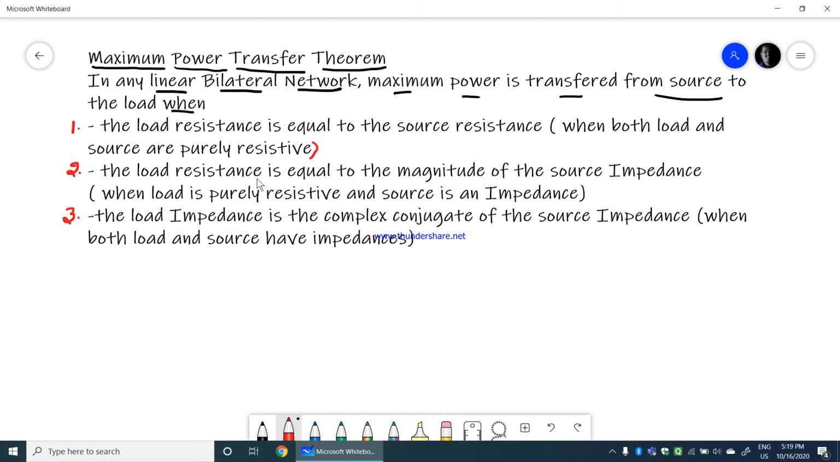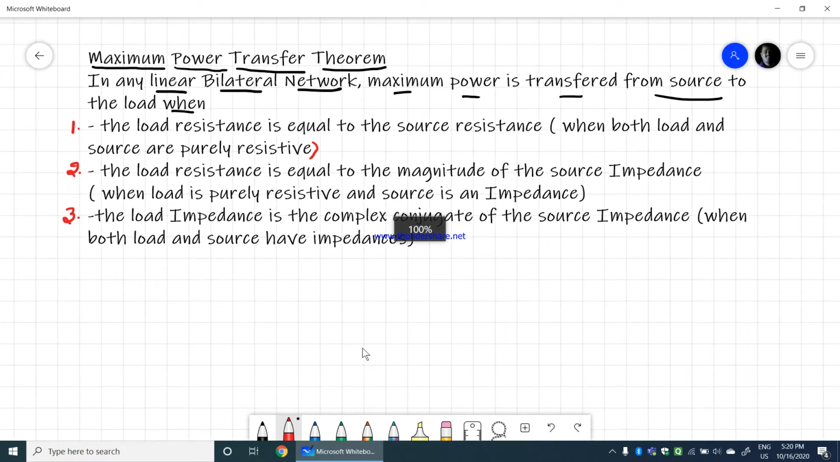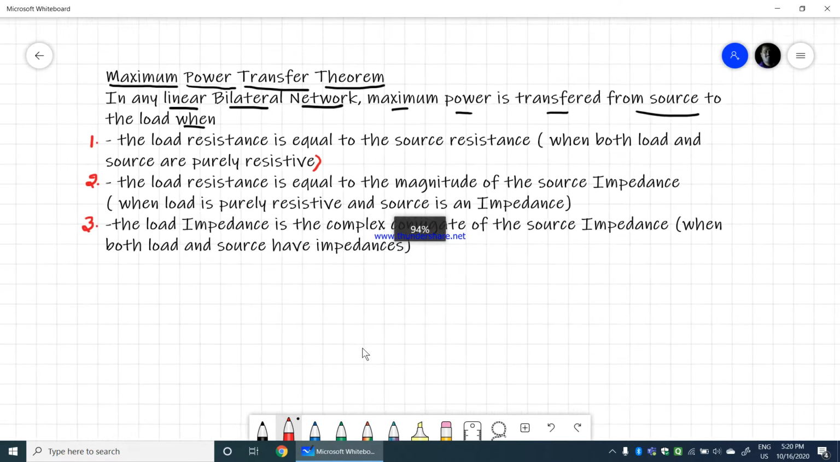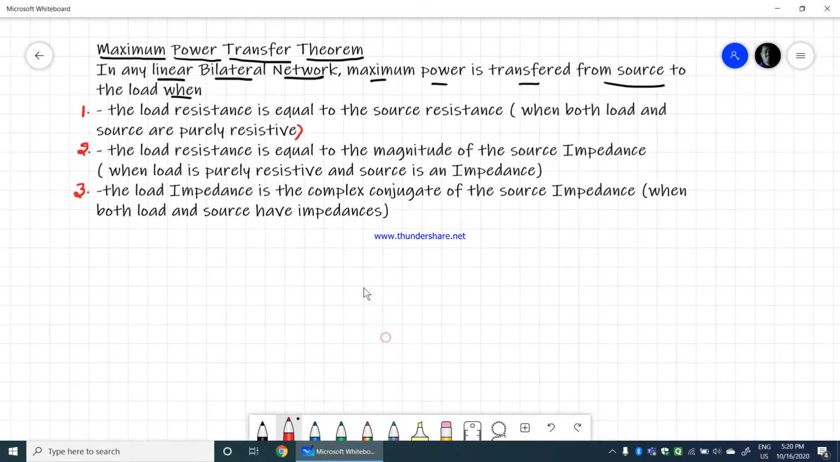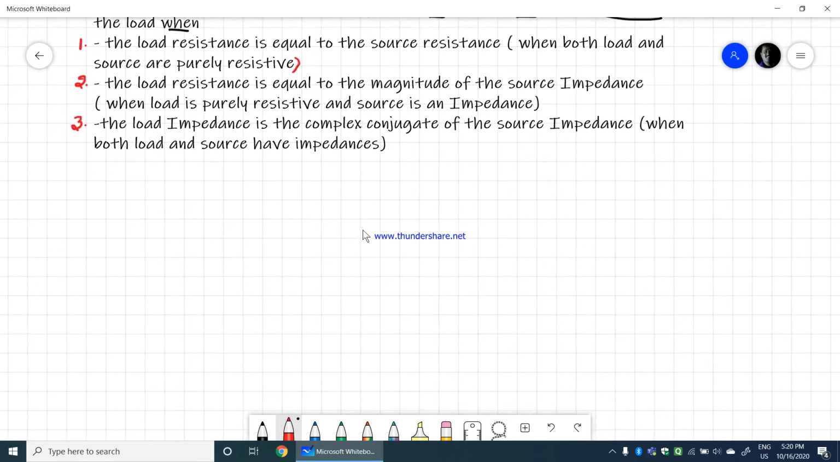The second condition is obtained when the load is purely resistive, whereas the source has some impedance. The third case is where the maximum power is transferred when the load and source both have some impedance. Now let us go with deriving the condition based on these three cases.